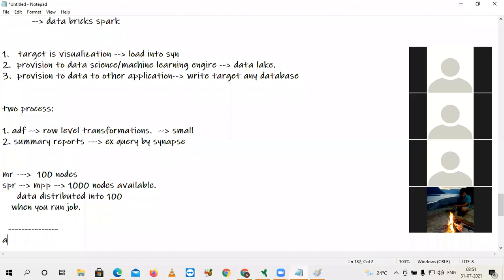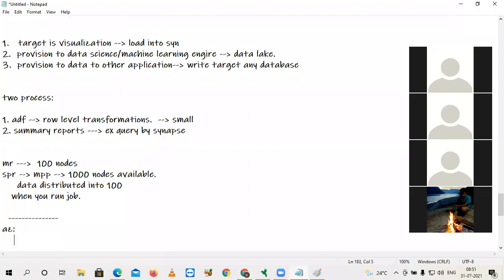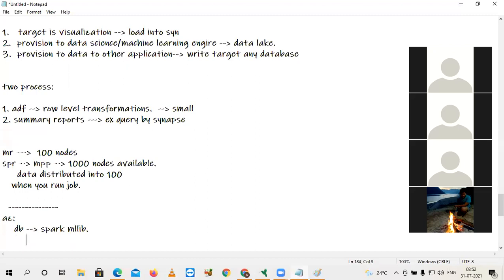Whether it is Azure or AWS, it doesn't matter. Simply that is a cloud. We have separate products for data engineering, and AWS also has the same kind of data engineering. For your question, the answer is that in Databricks, you have a solution called Spark MLlib. Can you guess what the full form of MLlib is?